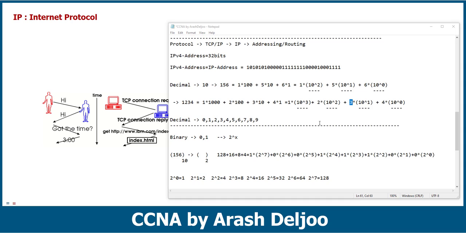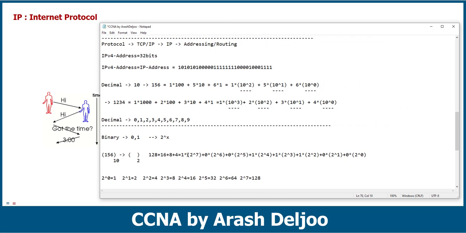These are the factors of the power of tens. The factors of the power of tens are 1, 5, 6. Here we have 1, 2, 3, 4. Okay, here also we need to use the factors of the power of 2s. For example, when you want to write it with powers of 2, here we have 1 as the first factor, and the next is 0. After that, the next is 0, then 1, then 1, then 1, 0, 0. Okay, this is the binary value of 156.